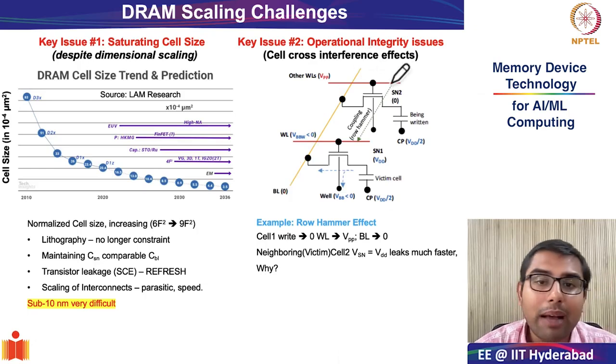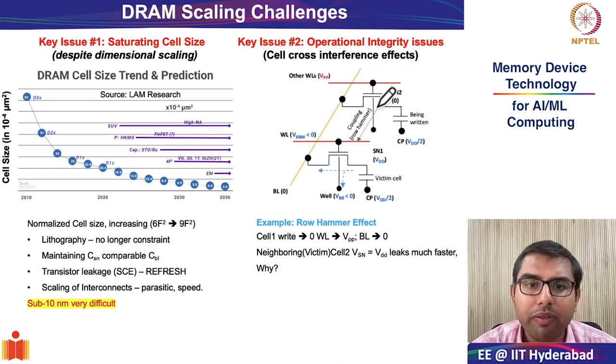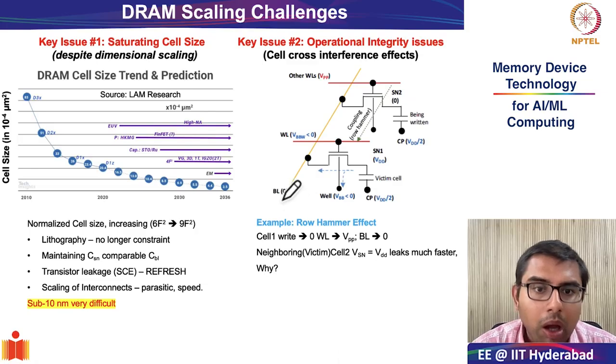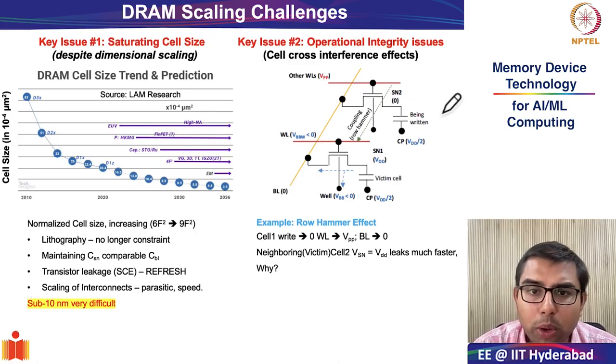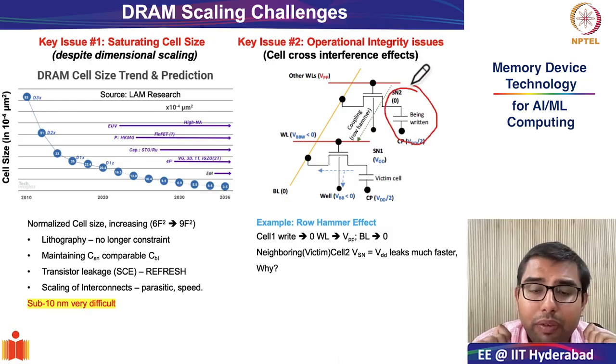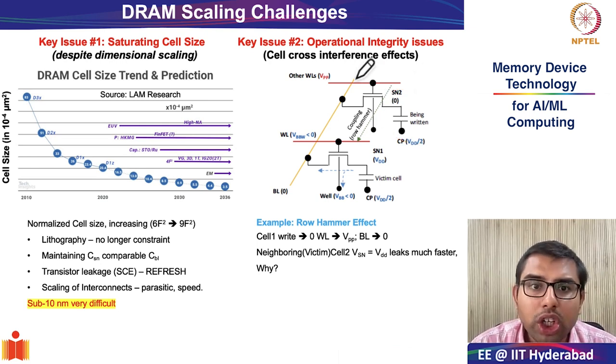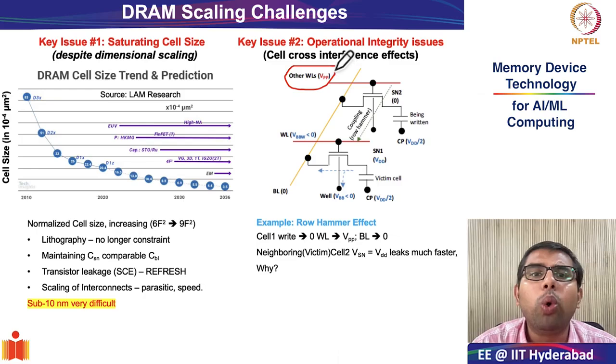So two DRAM cells in a scaled architecture are very close to each other, and they are connected by the same bit line. Suppose this cell is what I want to write into. This is the cell which I intend to write into. So how do you write into this cell? Of course, you will assert the word line to VPP, your bootstrap voltage.